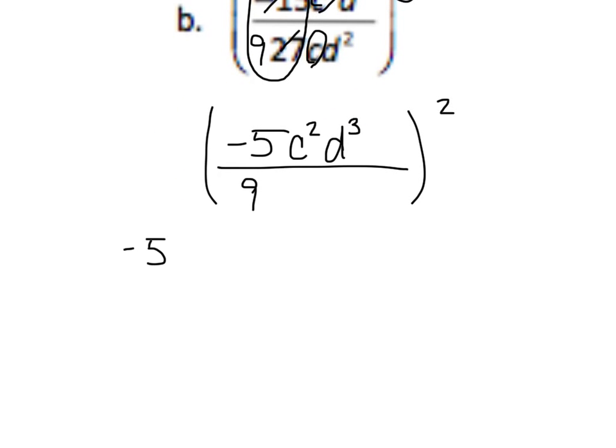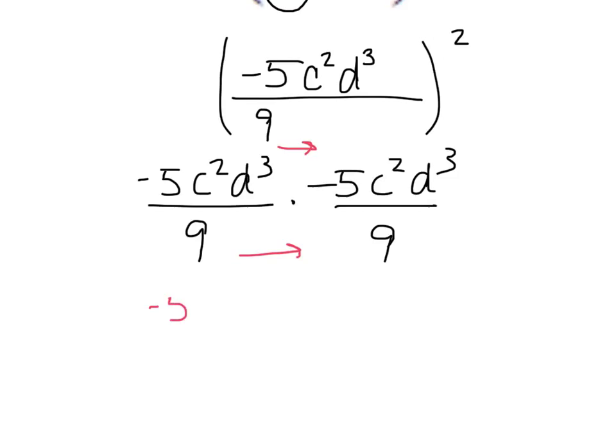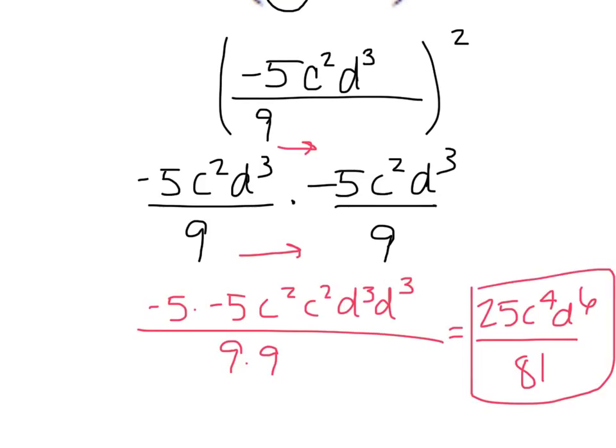So I'm going to write it twice. Negative 5 c to the second d to the third over 9 times negative 5 c to the second d to the third over 9. So remember how we multiply fractions? Straight across. So I'll have negative 5 times negative 5, c to the second, d to the third, over 9 times 9. So I'm going to have 25 c to the fourth, d to the sixth, over 81. And 25 over 81 can't simplify, so that is your final answer.